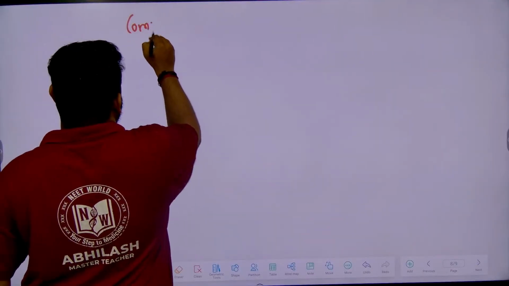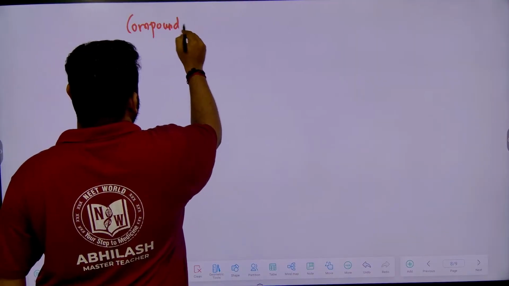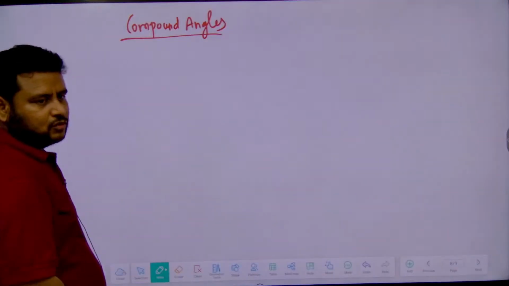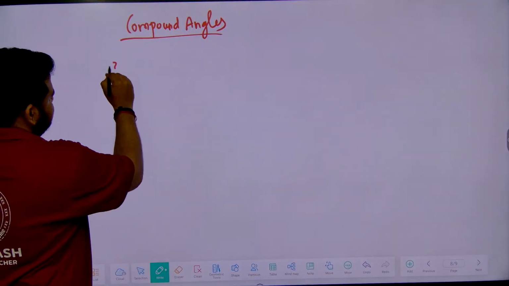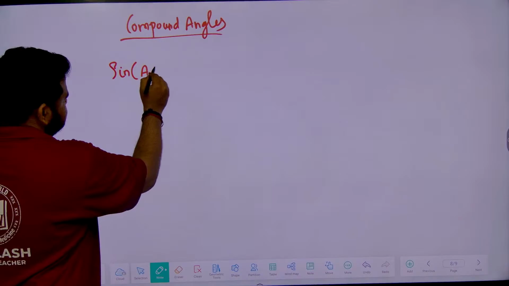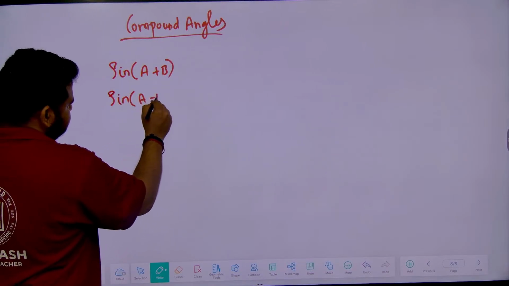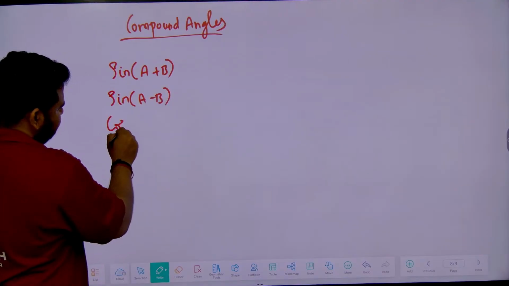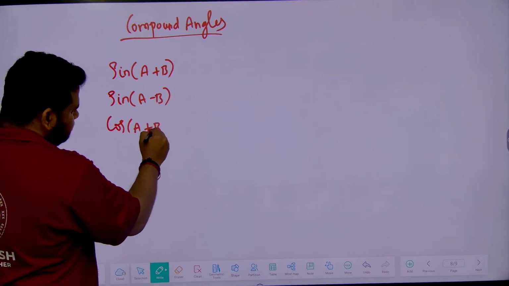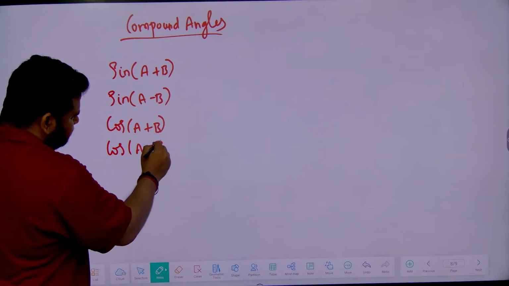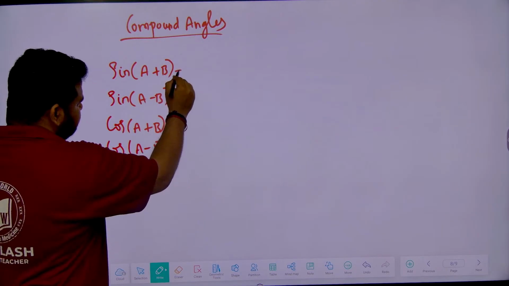So compound angles: sine of a plus b, sine of a minus b, cos of a plus b, cos of a minus b. To remember these is very important.